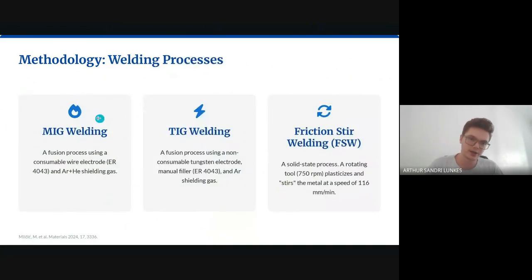Here we have the MIG welding and TIG welding. The MIG welding uses argon and helium, and the TIG welding uses only argon gas for the process. This one uses the same electrode, the same electrode material, so we can see here. And friction stir welding uses these parameters to produce this study.